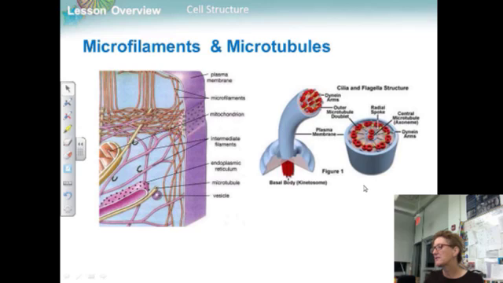So they're both about support and helping the cell to move, and the difference with the microtubules is that they make up the little cilia and the flagella. All right.